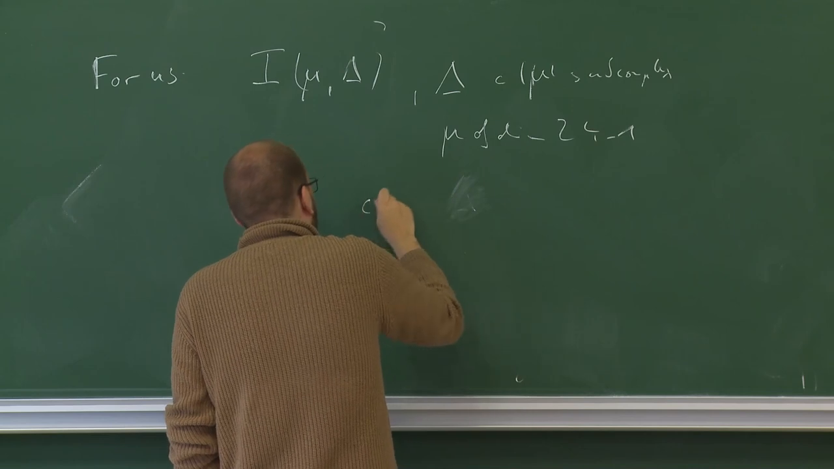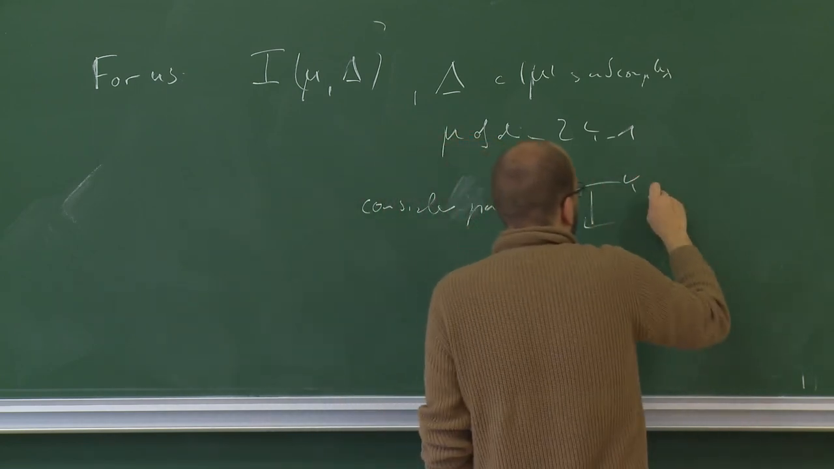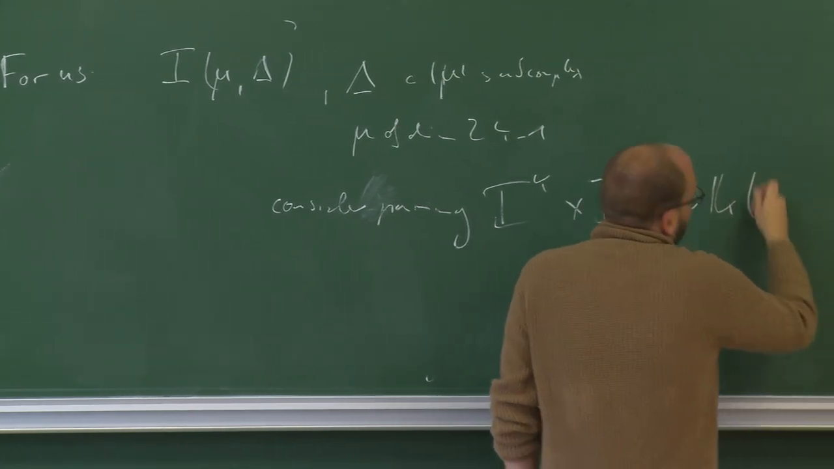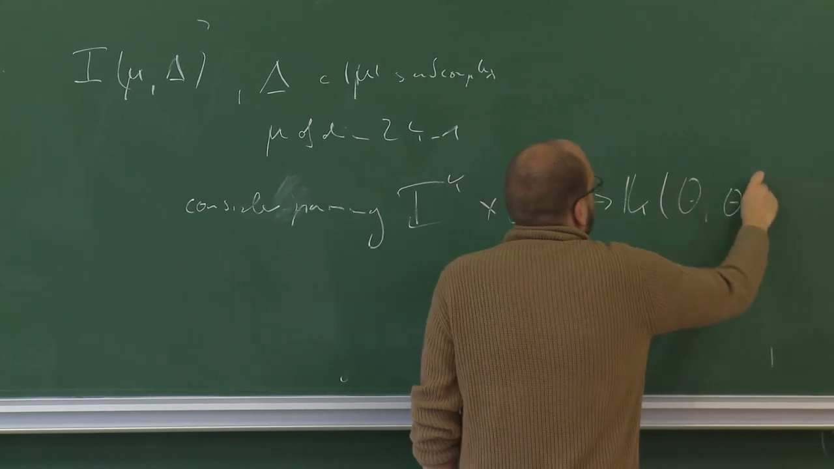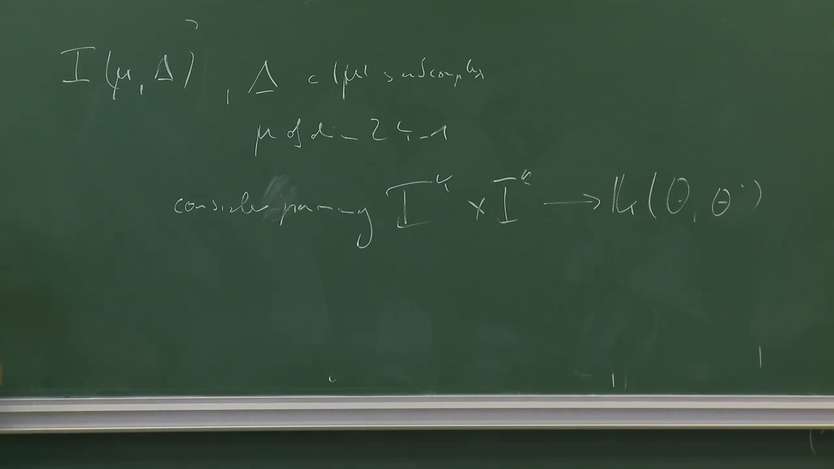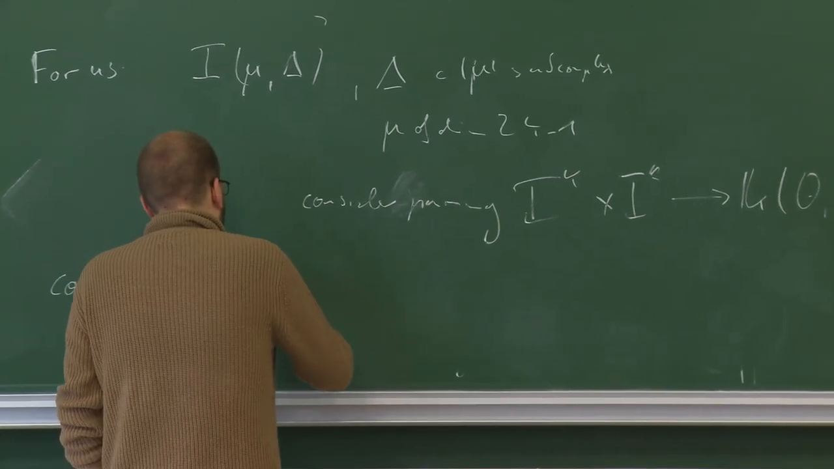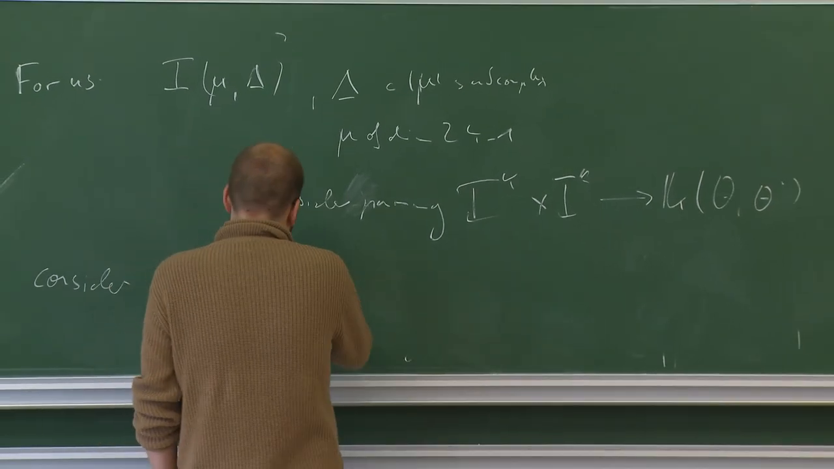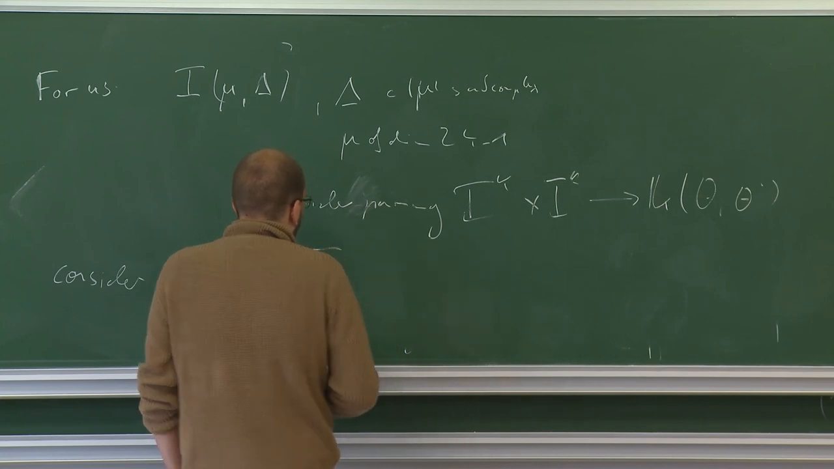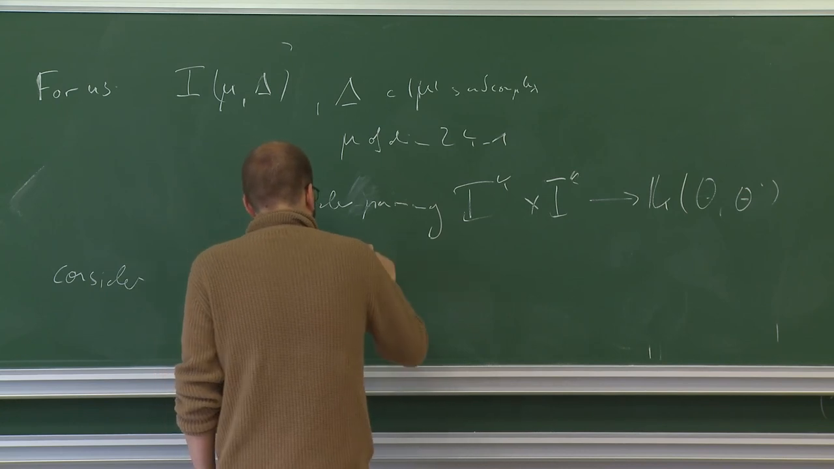And we were looking at considering the pairing, right? I_k times I_k to our ground field. Well, now this is a ground field θ. And now consider u in K tilde of μ.